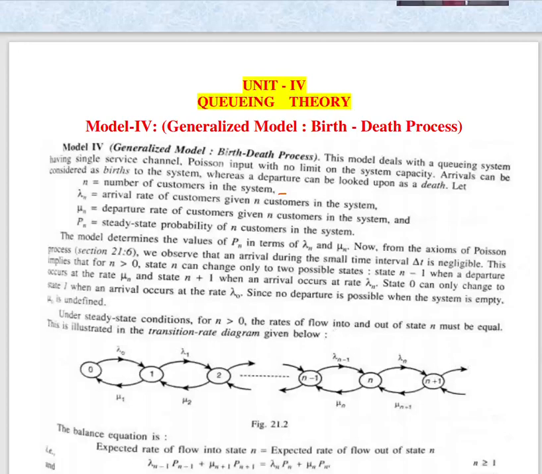Let us consider the steady state conditions for n greater than 0. The rate of flow into and out of state n must be equal. This illustrates the transition rates in the following diagram. So this is the transition state diagram.